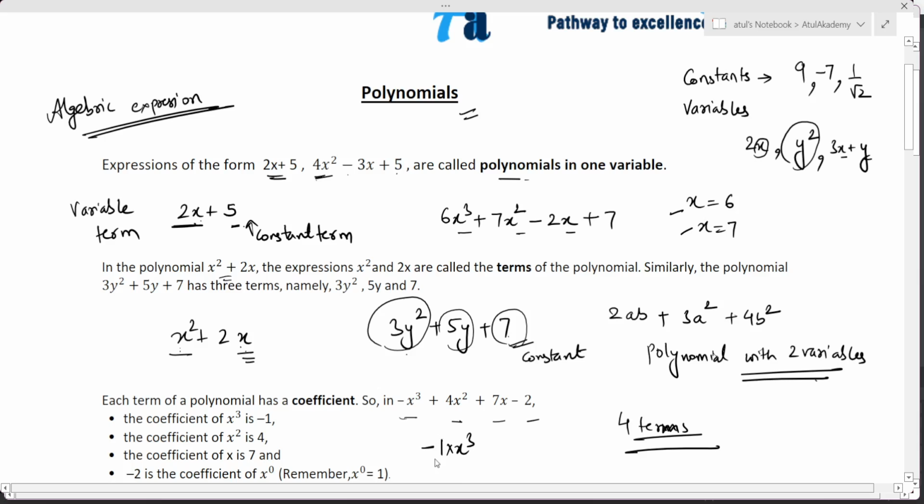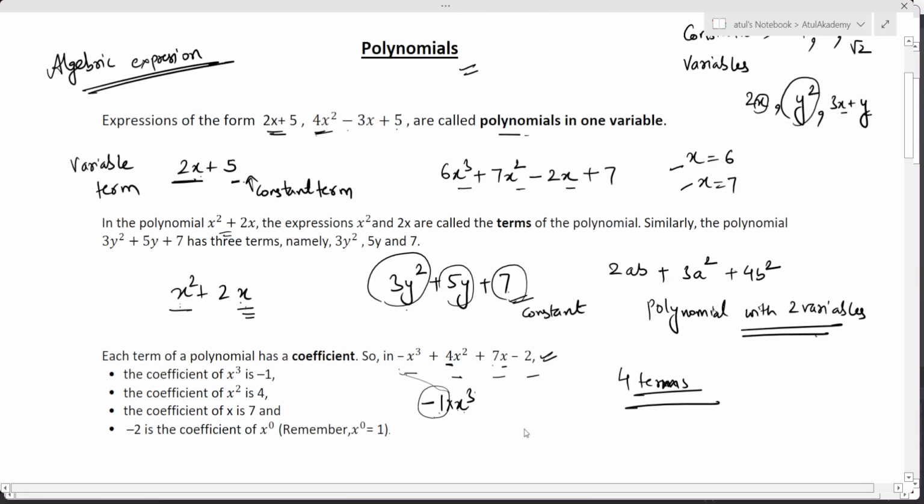What is the numerical coefficient of x cube over here? That's minus 1, because with x cube only a negative sign was there. So I'll take it as minus 1. Let's go to x square. What is the coefficient of x square? 4. What is the coefficient of x? 7. And minus 2 is called the constant term because it's the coefficient of x raised to the power 0. You all know that anything raised to the power 0 is 1, laws of exponents. So the coefficient of x raised to 0 is minus 2, which we call the constant term. I hope the coefficient concept is clear.